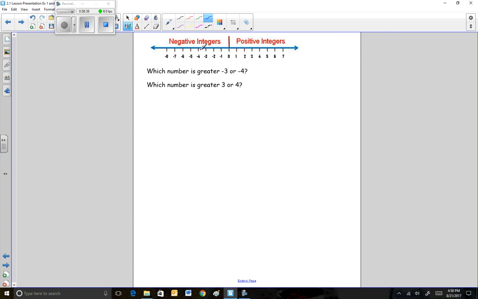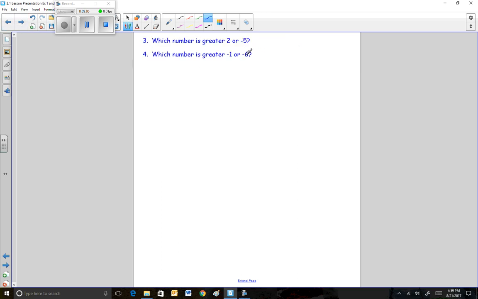Positive and negative numbers, the farther to the left the number will be, the smaller it is, or the least value. So which number is greater, negative 3 or negative 4? Here's negative 3, here's negative 4. Negative 4 is definitely smaller because it's farther to the left on the number line. Which number is greater, 3 or 4? 4 is bigger because it's farther to the right. There we go. 2 questions for you to try out. Pause your video. Try these, please.